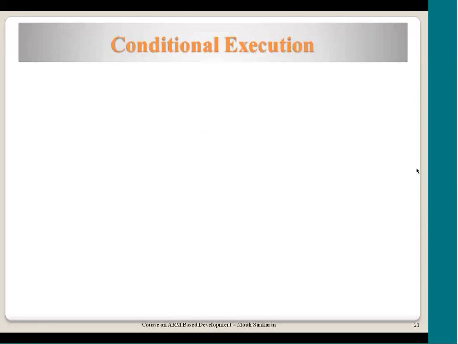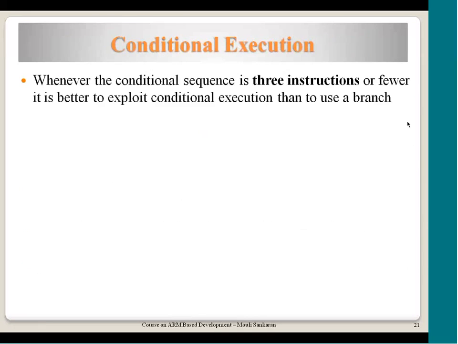Now some more details about conditional execution. There is a general rule saying that whenever a conditional sequence is there, you should have 3 instructions or fewer. Why do we say 3 instructions? Because where will you use conditional execution? Only when you want to avoid using a branch based on the condition. You put the same condition in subsequent instructions to avoid the branch.